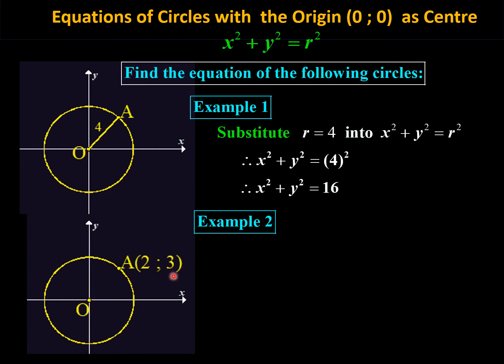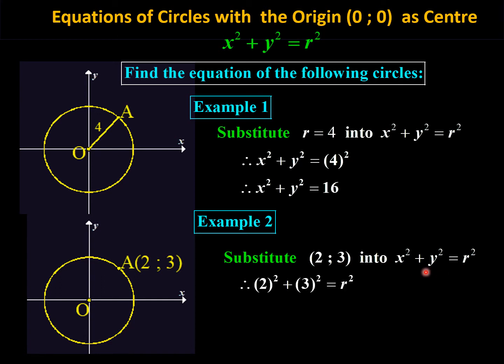So we have the x and the y value. So we can just substitute the 2 and the 3, 2 into the x, 3 into the y, and that will give us the value for r squared. And r squared, we notice, is 13. Now we can replace the r squared. So x squared plus y squared will be equal to 13, and there's the equation of the circle.